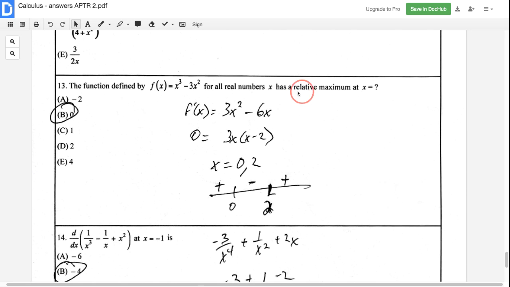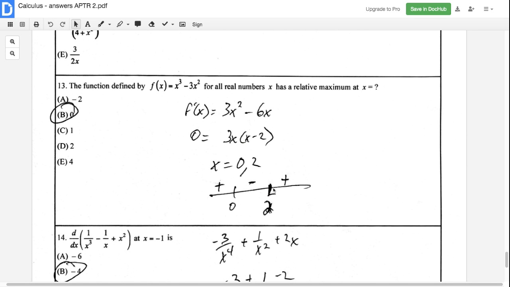13, we want a relative maximum. So that means I need a critical point, and then I need to know where it changes from positive to negative. To get a critical point, we're setting the derivative equal to 0. I factored out a 3x, so that means my critical point is going to be 0 from the 3x, and it's going to be 2 from x minus 2.